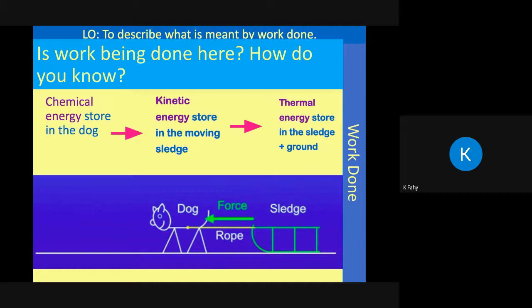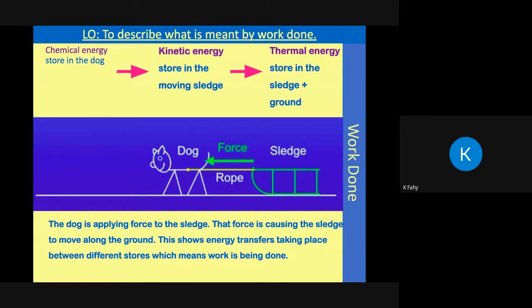So is work done? Do you see work being done here? The dog applies the force to the sleigh. That force causes the sleigh to move. This shows energy transfer. Okay, so we can see that we start with chemical energy in the dog. By him moving, that chemical energy changes to kinetic energy, and then that kinetic energy that causes our sleigh to move changes to thermal energy because of the friction between the sleigh and the ground. So yes, work is done. We can see a change in energy.